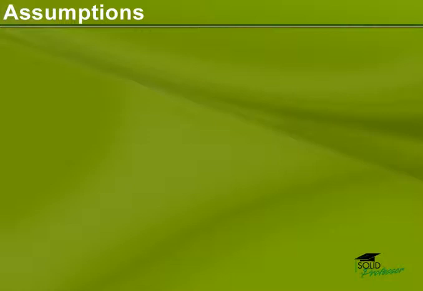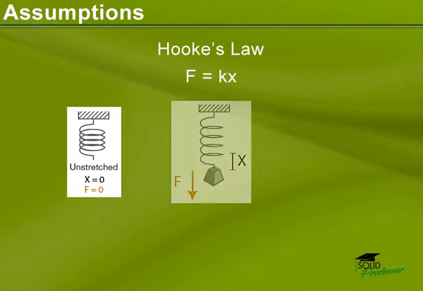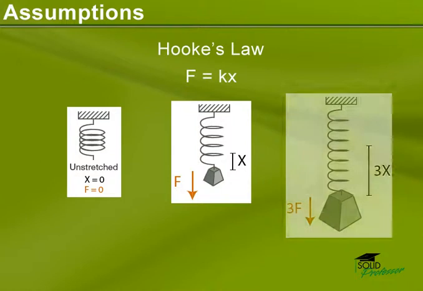For a material to be considered linear, it must obey Hooke's law. This simply means that a material behaves like a spring. The amount of force applied to a spring is related to its deflection by a constant value. If you triple the force, you also triple the deflection. This describes a simple linear relationship.